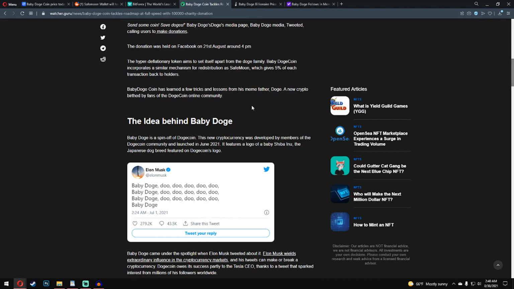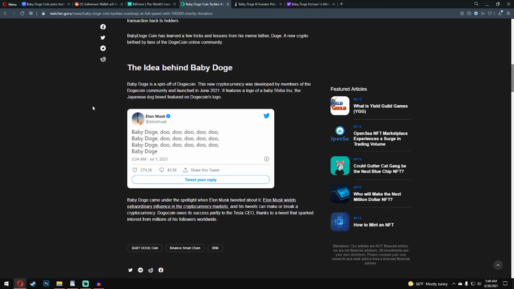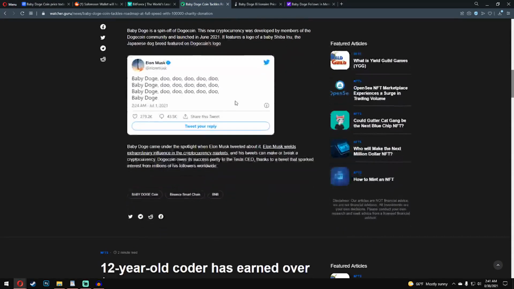Babydoge coin has learned a few tricks and lessons from its meme father, Dogecoin, a new crypto beloved by fans of the Dogecoin online community. The idea behind Babydoge coin: it is a spin-off of Dogecoin. The new cryptocurrency was developed by members of the Dogecoin community and launched in June 2021. It features the logo of a baby Shiba Inu, the Japanese dog featured on Dogecoin's logo.